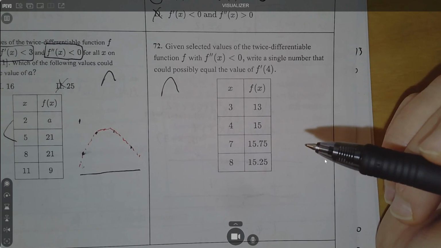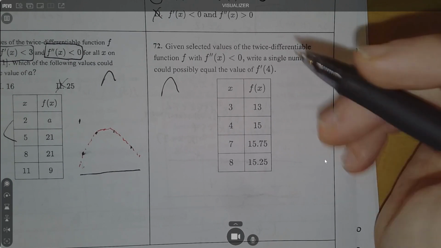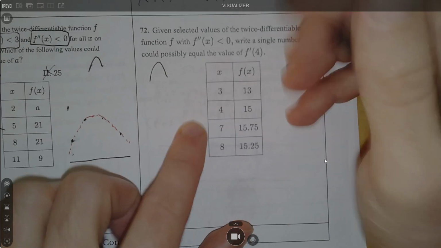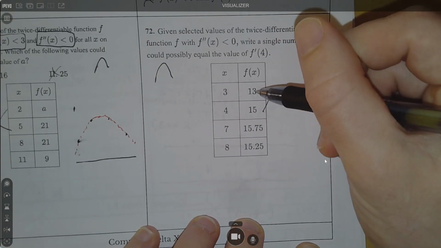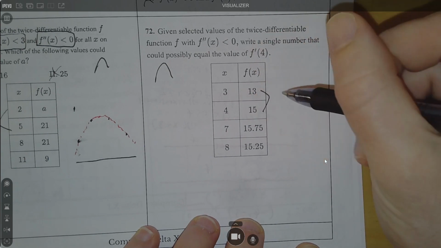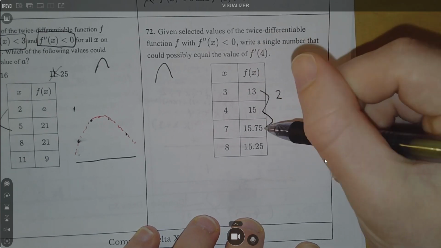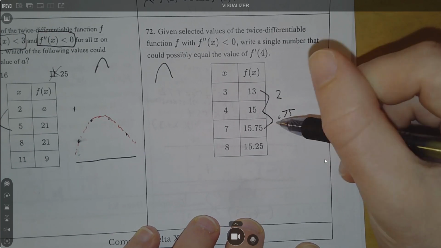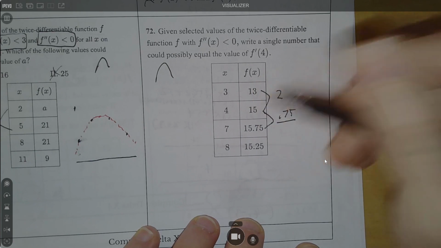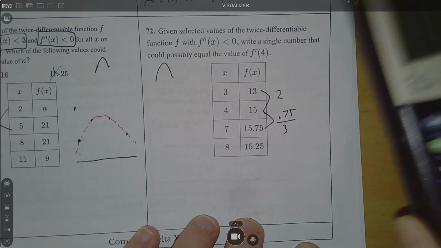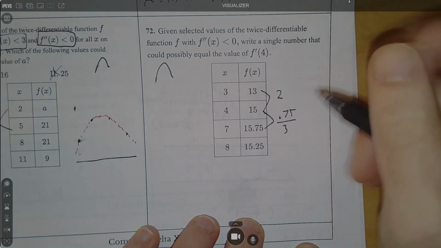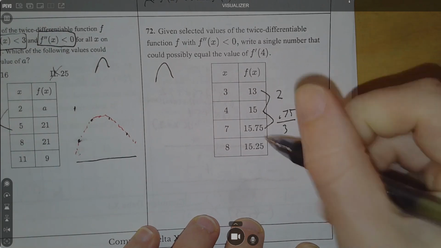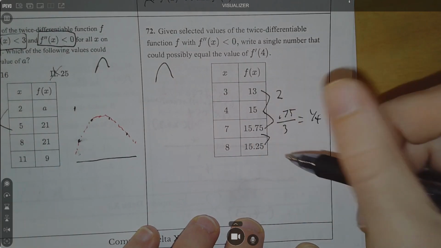The way we do this is the same way we did the other ones. You have to check the average rates of change between each of these intervals to see what's going on. If we look at the average rate of change here, we're going up 2 over 1, so this is a slope of 2. Between these two, we went up 0.75 and over 3. That's a quarter. That's my slope. Here I went over a quarter over 1.